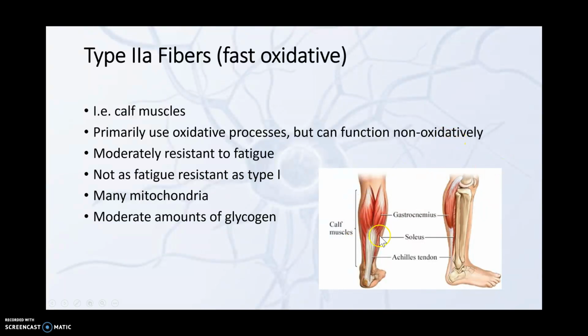So our gastrocs and soleus are good examples of this, which makes sense because let's think about it functionally. Our calf muscles help us with walking and our postural muscles, which would use oxidative metabolism. However, if we want to jump or quickly sprint, we need to call upon those calf muscles as well to help us sprint as fast as we can, and that's where it will turn on into non-oxidative metabolism. So this is a good muscle example that uses both types of metabolism depending on the task you're asking it to do.